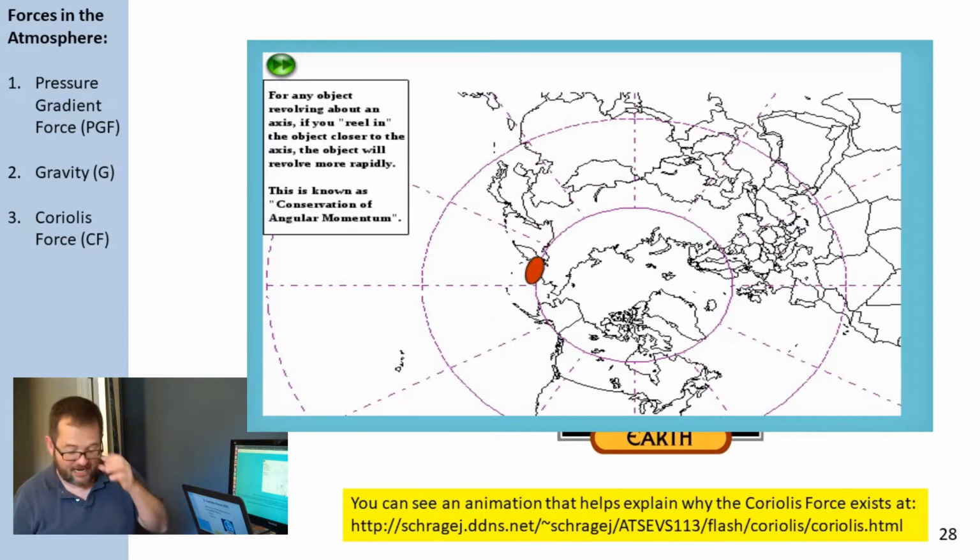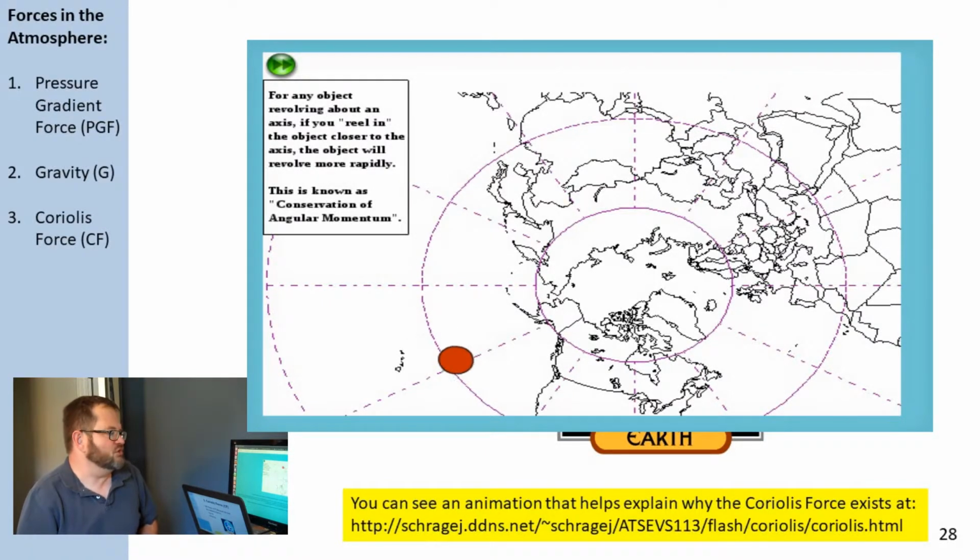You may have seen that in a high school science class or something like that, where the teacher was spinning you on an office chair, and as you pulled in closer to the axis of the chair, you spin faster, and if you put your hands out, you spin more slowly. It's how ice skaters do it. We're going to come across that idea of conservation of angular momentum again later.